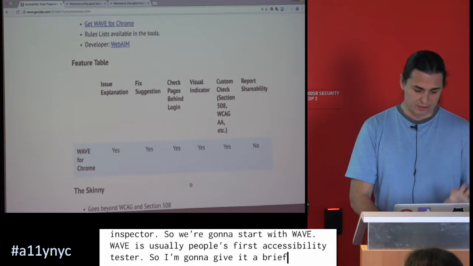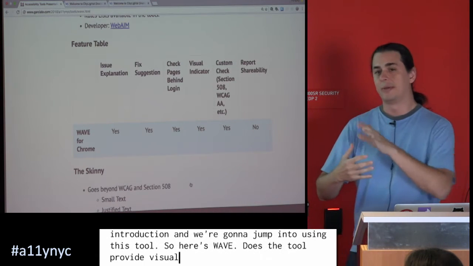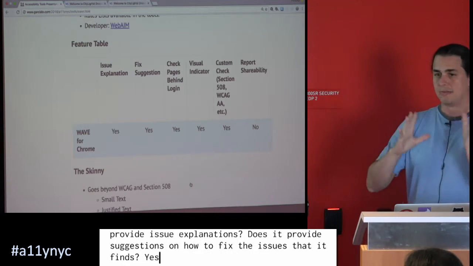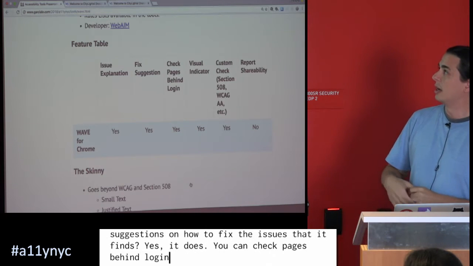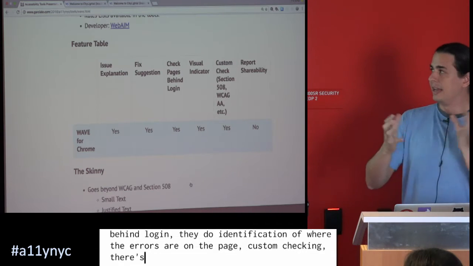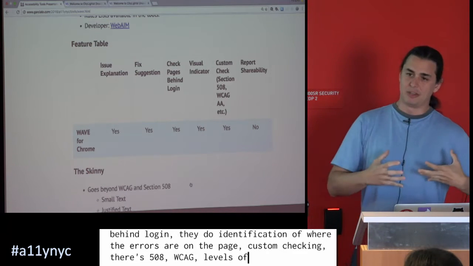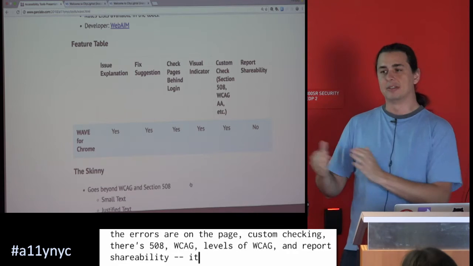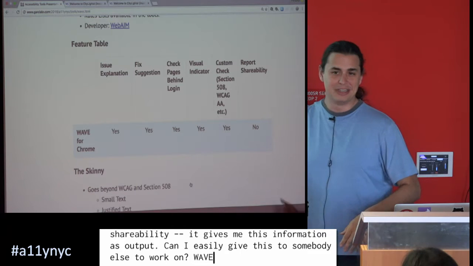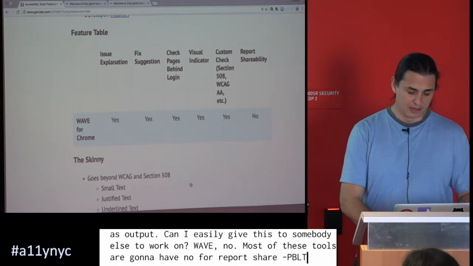So this is Wave. There's information here: does the tool provide issue explanations? It does. Does it provide suggestions on how to fix the issues that it finds? Yes, it does. You can check pages behind login. They do lots of visual indication of where the errors occur on the page. Custom checking: there's Section 508, there's WCAG, there's different levels of WCAG. Can you customize how the testing is being done? And then report shareability, meaning it gives me this information as output. Can I easily give this to somebody else to work on? For Wave, no. Most of these tools are going to have no for report shareability, just so you know. I'm just mentioning it now. I'm not going to harp too much on the table in the future.